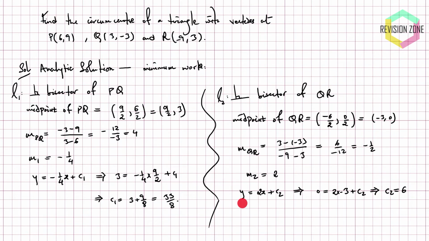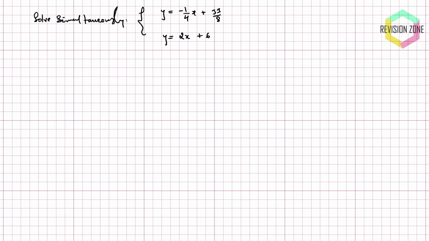So now that we actually have the y-intercept in both cases, we can write down the equation of the two lines in both cases. So our L1, the perpendicular to PQ, is this equation, and our L2, the perpendicular to QR, is this equation. So to find the circumcenter, we will just solve these two simultaneously. And we can do this fairly easily by just setting the two y's to be equal to one another, which means I'll have this expression here equal to 2x plus 6, which is what I have here.